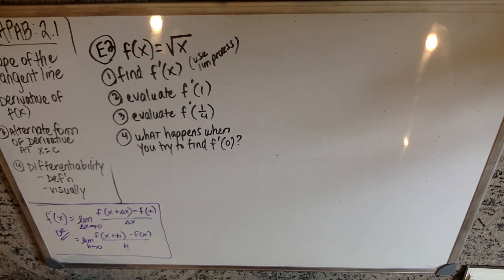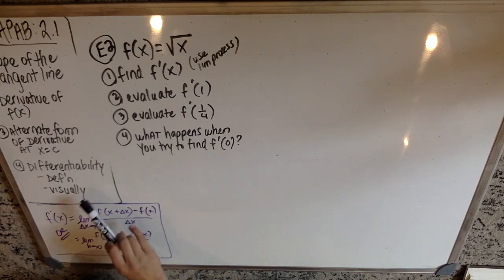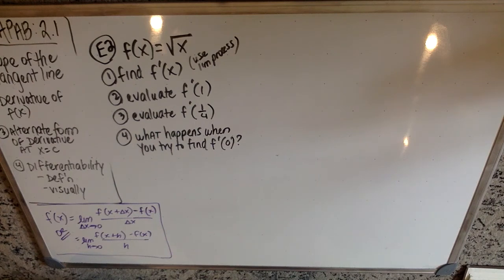Sorry. Okay, so we're going to find f prime of x. We're then going to evaluate f prime of 1, f prime of 1/4, and then talk about what happens when you try to evaluate f prime of 0. That's going to lead us into an interesting conversation a little bit later in this section when we talk about differentiability and what that means. Okay, so let's go ahead and walk through this.